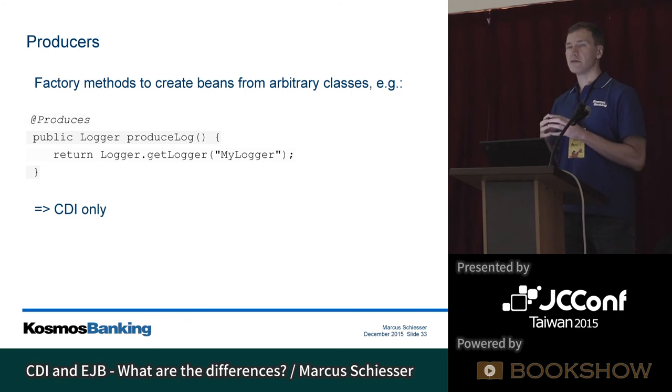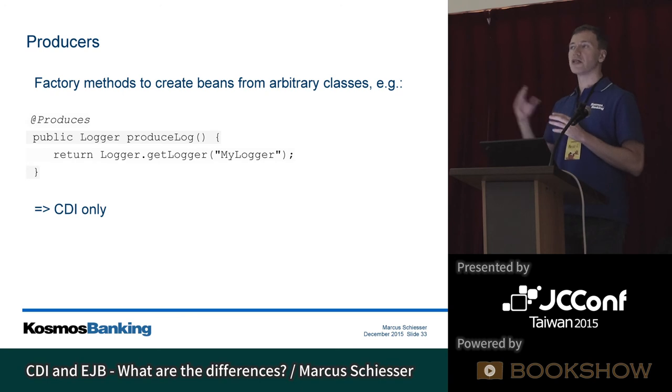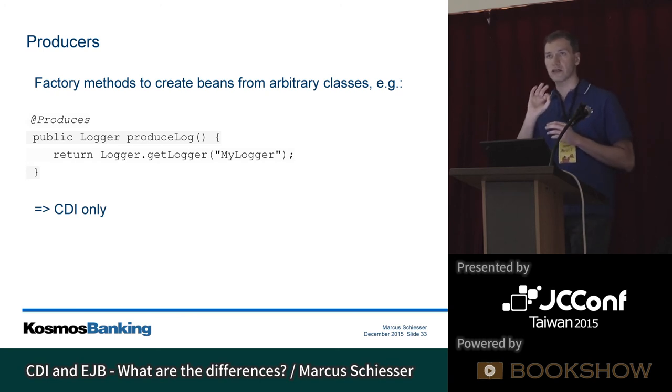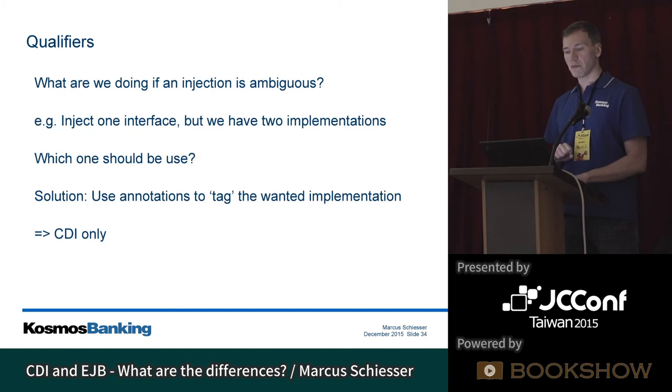Before, it couldn't be used as a CDI bean because it has dependencies, in this case a string, which couldn't be provided by the container automatically, so you need a factory method to produce that locker and use it as a CDI bean. And then you can basically use it everywhere in the application. Producers only exist in CDI. EJB doesn't have anything like that.